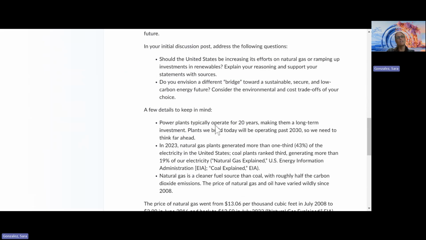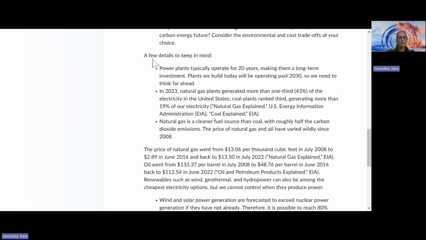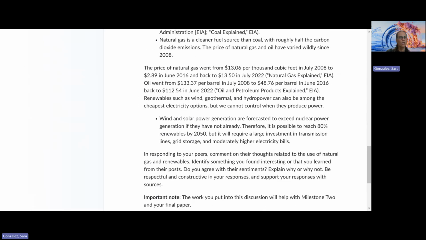And is there a different bridge? So natural gas, of course, is that bridge fuel, but can we use something else? What is that? Is it sustainable? Is it secure? Is it a low carbon energy future? What are some of the cost trade-offs of this? So there's also some information here about power plants and some typical prices considering how much cubic feet and things like that. So take a look at some of these statistics here that are included.